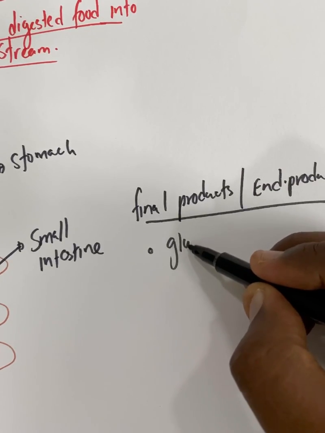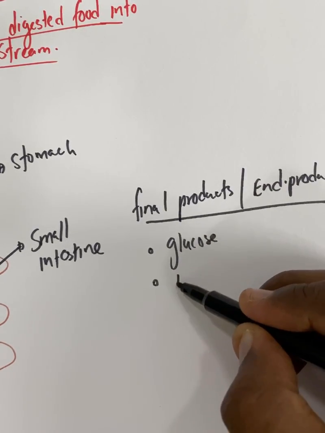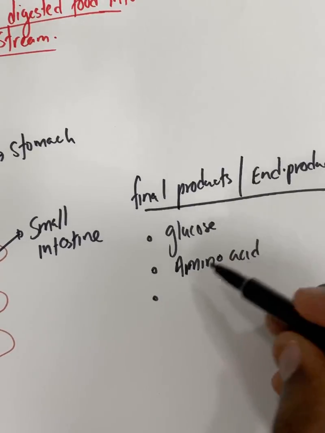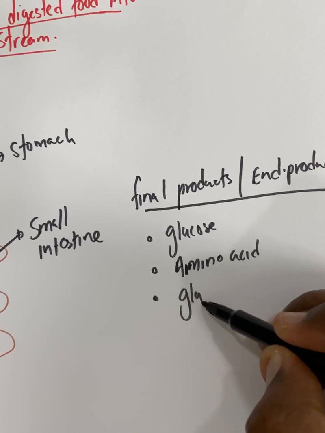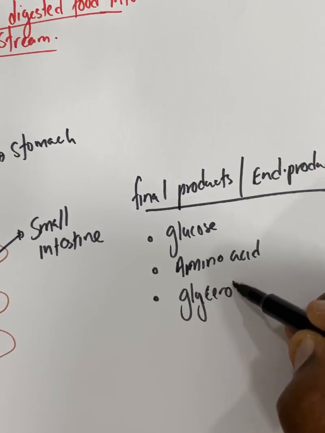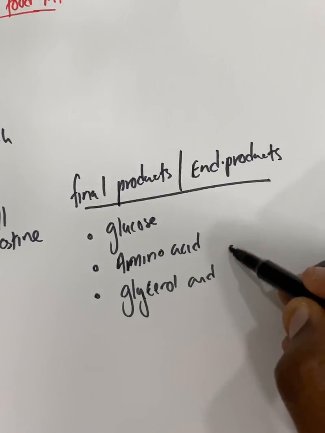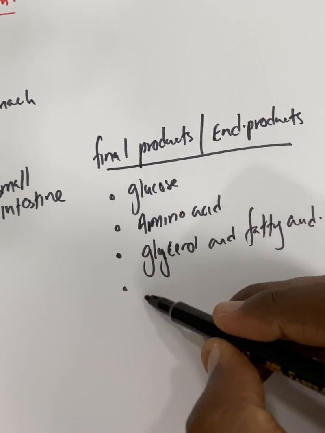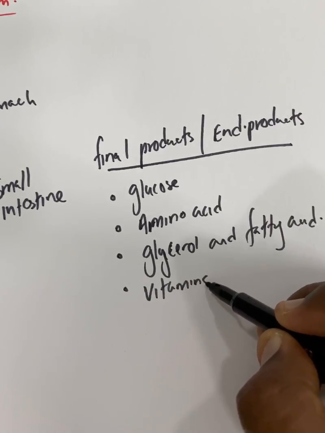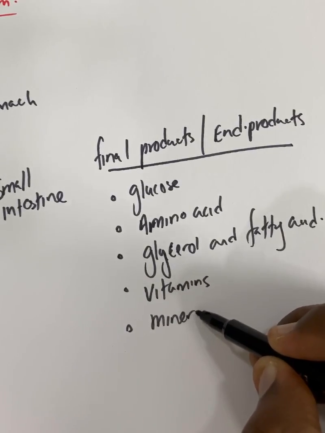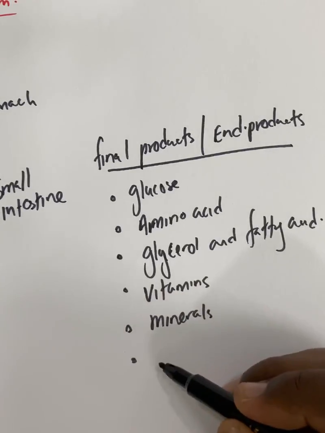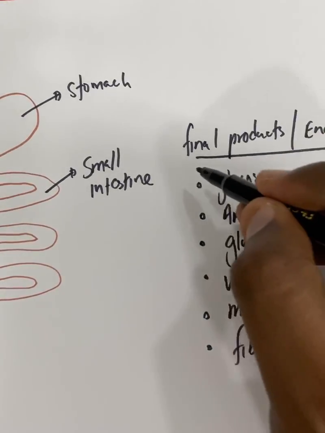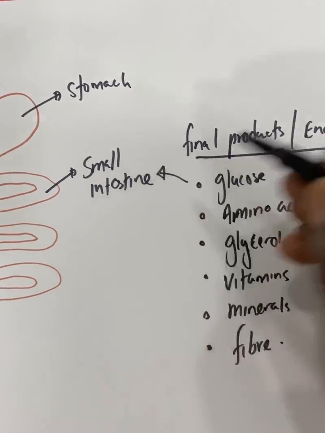Number one will be glucose. Number two will be amino acid. Number three will be glycerol and fatty acid. Number four will be vitamins. Number five will be minerals, and number six will be fiber. All these will be absorbed into our bloodstream through the small intestine.